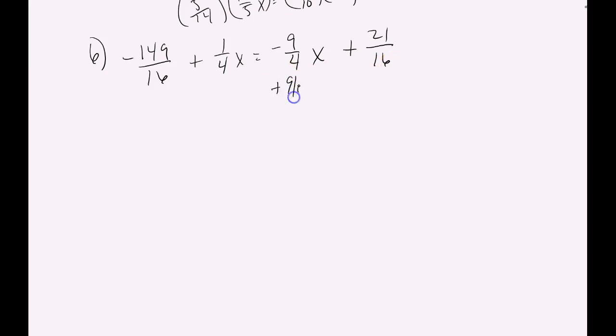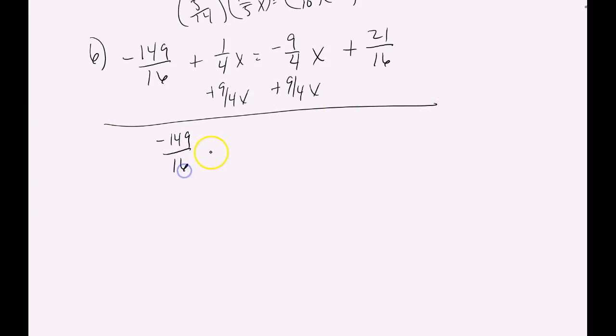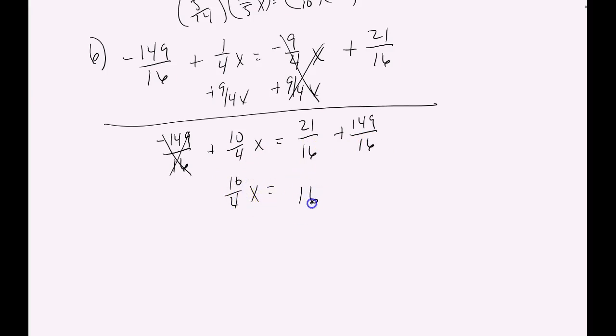So let me add 9/4 to both sides. And I'm going to have a negative 149/16 plus a 10/4 x is equal to 21/16. Okay, now I'm going to add this to both sides to get rid of it, to move it over. So if I add it, then it's going to be gone. And they already have a common denominator.